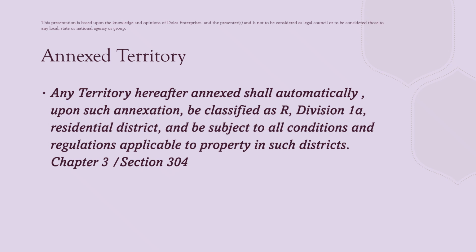Remember that new annexed areas are automatically Zone R, Division 1, unless there is an assignment in the annexation legal description adopted by the local legislature. The code states any territory hereafter annexed shall automatically, upon such annexation, be classified as R, Division 1A, residential district, and be subject to all conditions and regulations applicable to property in such districts.